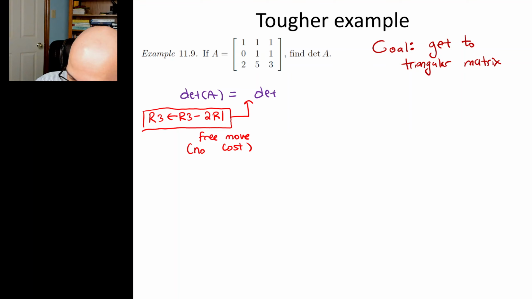So we have the determinant of: row 1 stays the same, 1, 1, 1. Row 2, 0, 1, 1. Row 3, 2 minus 2 times 1, 0. 5 minus 2 times 1, 3. 3 minus 2 times 1, 1.